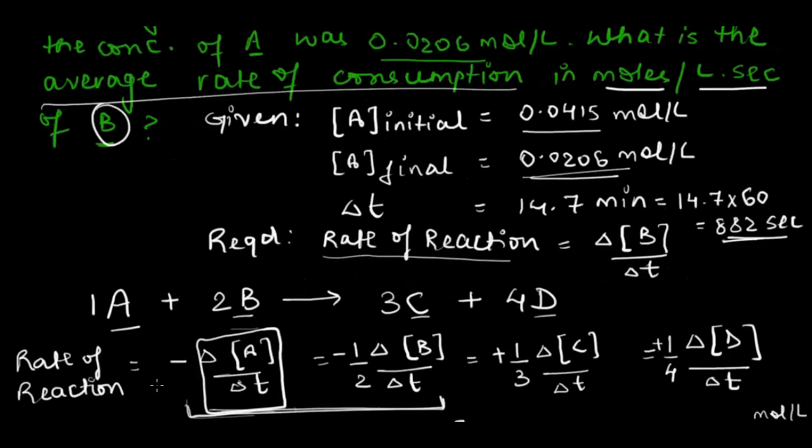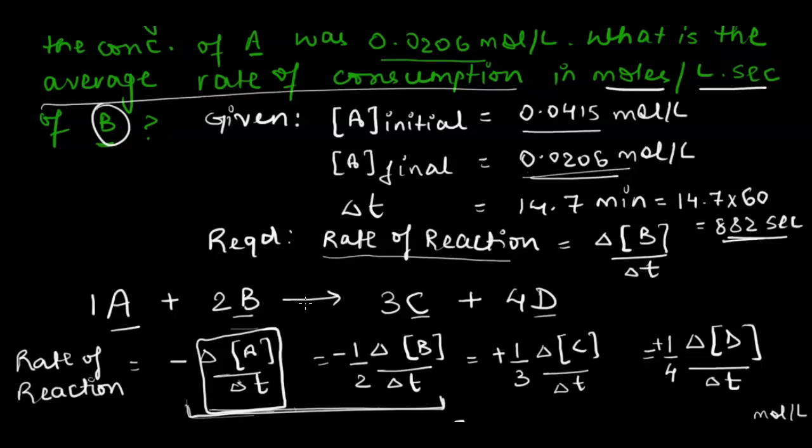So let's quickly summarize this. We're given initial concentration of A, we're given final concentration of A, and we're given the total time that A takes to go from this initial concentration to final concentration, which is 14.7 minutes. We are required to find the rate of consumption of B in moles per liter second. So we change this minutes to seconds because we need the time in seconds. This is already moles per liter, so we do not have to change the units for this.